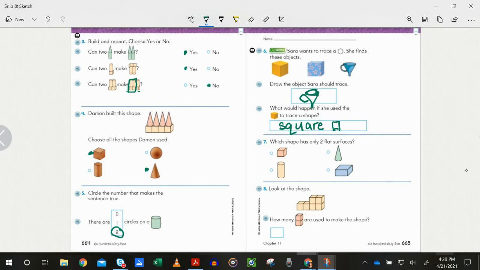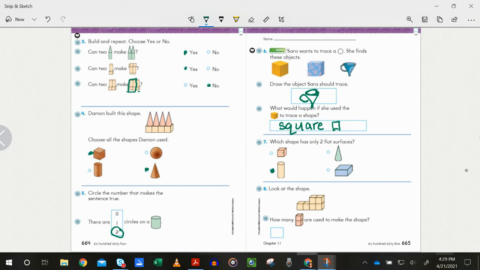Number 7, which shape has only 2 flat surfaces? Does a cube? Nope, it has 4. Does a cone? Nope, it has 1. Does a rectangular prism? Oh, I said a cube has 4. A cube doesn't have 4. It has 6 flat surfaces. Does a rectangular prism? Nope, it has 6 as well. And how about a cylinder? Yes, a cylinder has 2 flat surfaces.